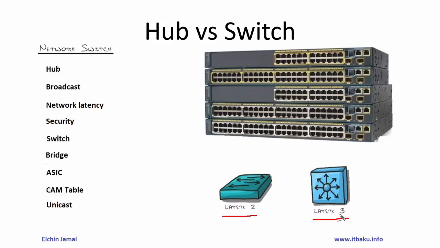Layer 3 switches work with IP addresses. They have some router options. These switches have some router options, and of course, these switches are more expensive than layer 2 switches.